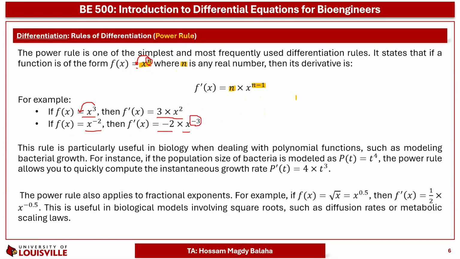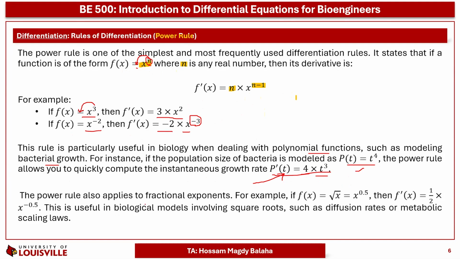This rule is also helpful in biology when you are dealing with polynomial functions such as modeling bacterial growth. For instance, if you have a population size of bacteria which is modeled by this equation, for example, and you need to calculate the instantaneous growth rate of the bacteria, then you can get the derivative of this function. It will be 4 multiplied by t to the power of 3. So if you apply the derivative at a specific time, it will give you a quick and instantaneous growth rate at that point or at that time.